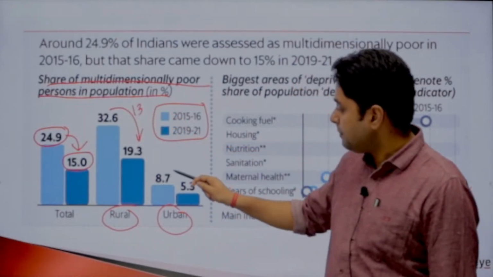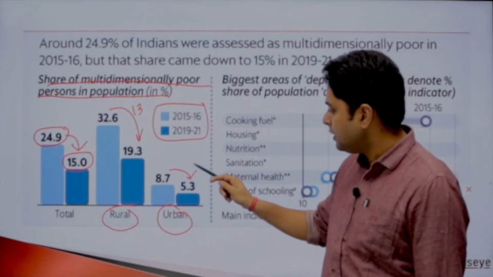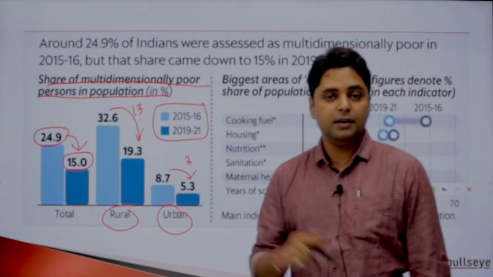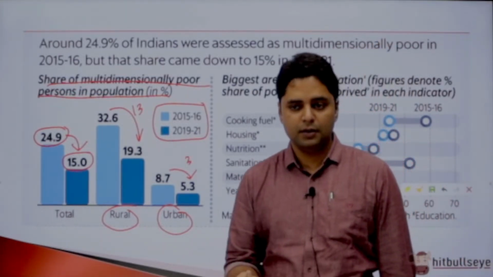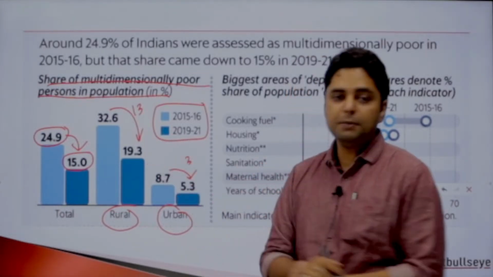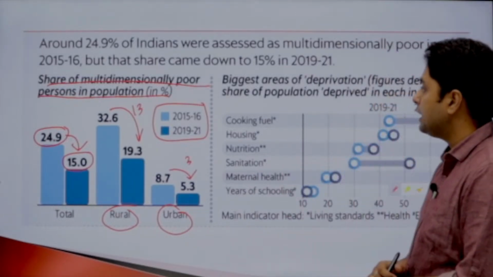और अर्बन एरिया में हम 8.7 से 5.3% पे आ गए हैं, which is almost 3% reduction. तो मतलब रूरल एरियाज में हमने काफी अच्छा परफॉर्म किया है पॉवर्टी को कम करने में, which is even better because rural areas में इंडिया की majority of population रहती है. So that's even better that we have increased the standard of living of people in rural areas.